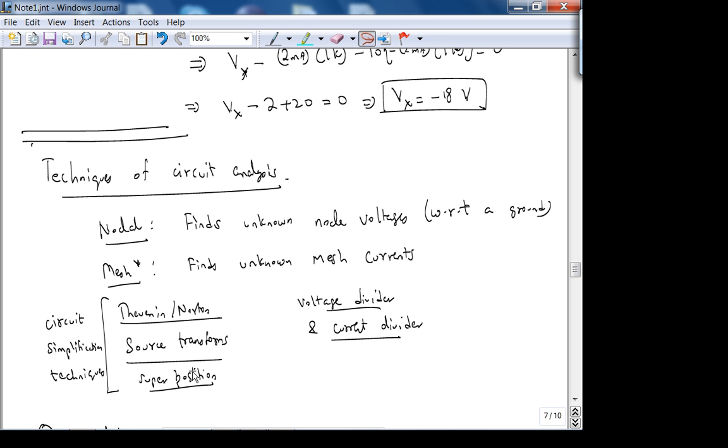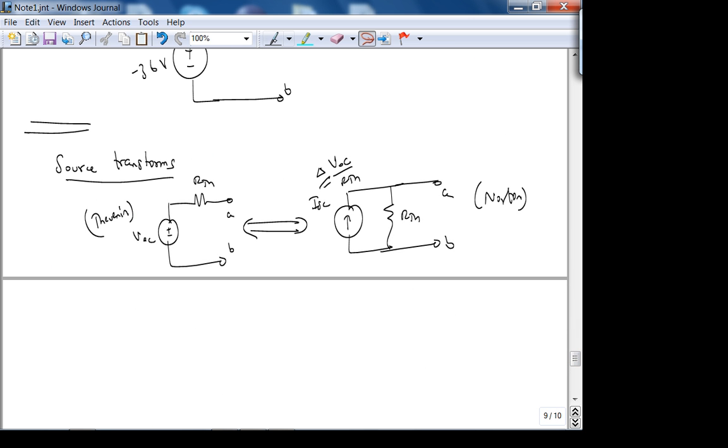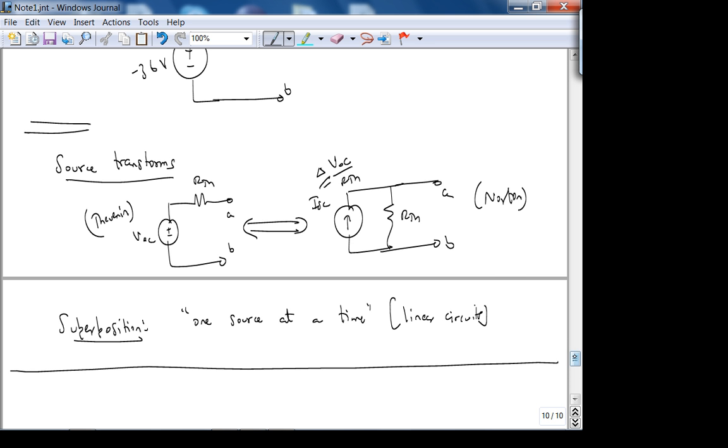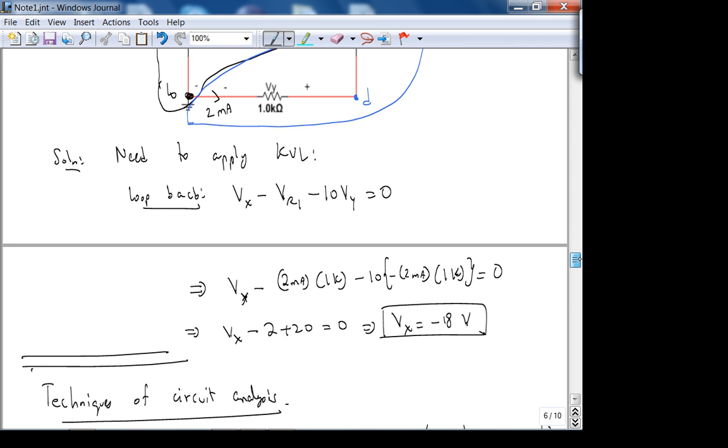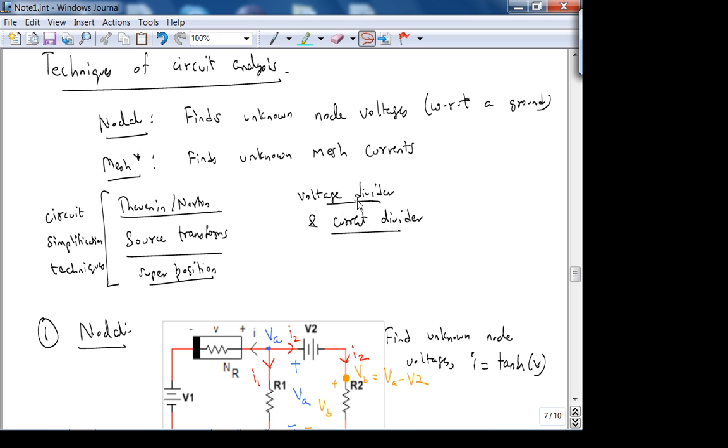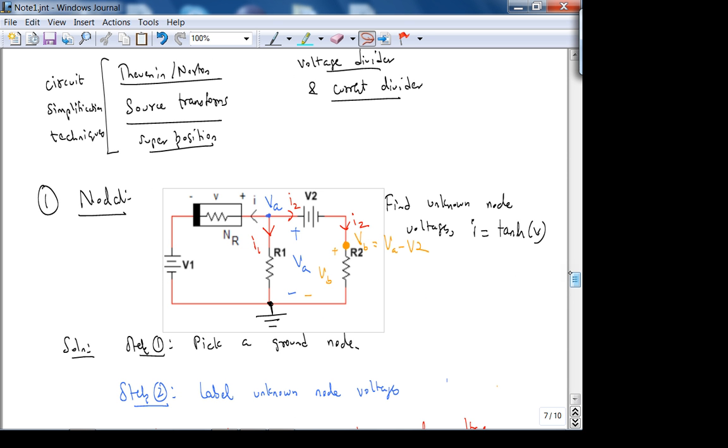And superposition, I'll just mention it, because I'm going to cover it when we do circuit analysis with phasors. Superposition is, quote unquote, one source at a time, and is only valid for linear circuits. But what I want you to understand within the next week or so is nodal. Understanding nodal requires you to know voltage divider, current divider, KCL, KVL, Ohm's law, as you saw in this problem. No sign errors, nothing. Because I'm dead serious, if you don't get this straightened out by the end of next week, then we really have to talk.